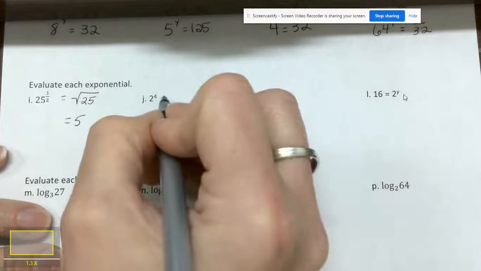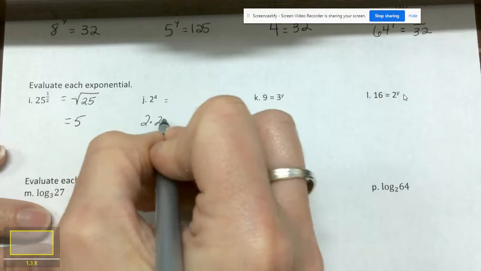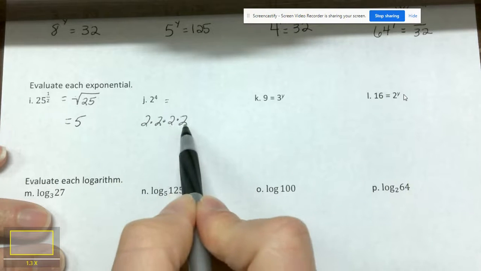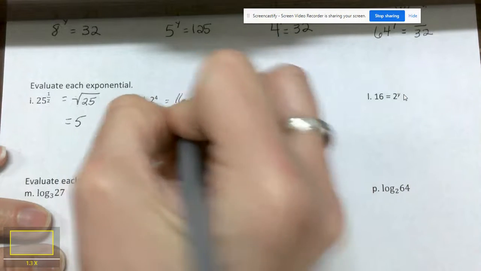Okay, 2 to the 4th. Hopefully you remember how to do that. That means you're going 2 times 2 times 2 times 2. So that's 4, 8, and 16. So 2 to the 4th would be 16.